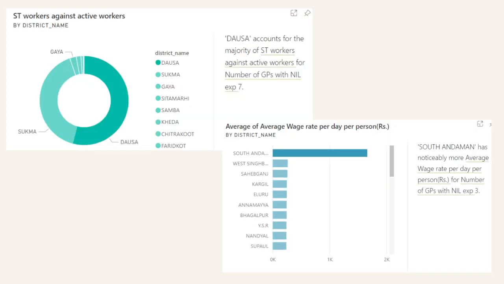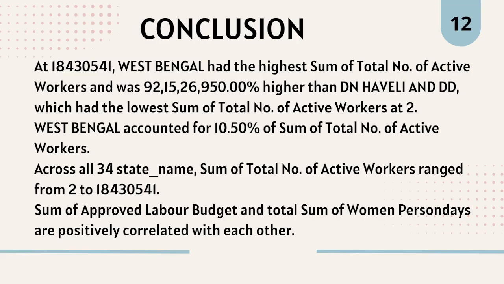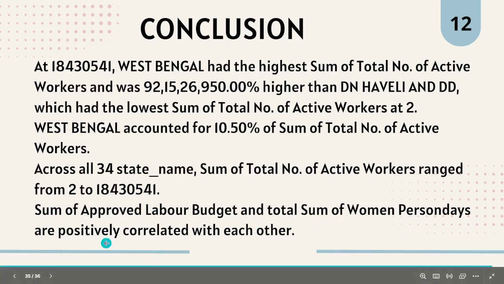Everything I have explained. This is the conclusion. West Bengal had the highest sum of total number of active workers, which was higher than Daman and Diu, which had the lowest sum of total number of active workers. West Bengal accounted for 10.50% of the sum of total number of active workers across all 34 states. Sum of total number of active workers ranged from 2 to this. Sum of approved labor budget and total sum of women work person days are positively correlated with each other.